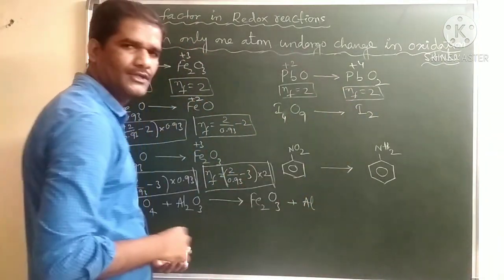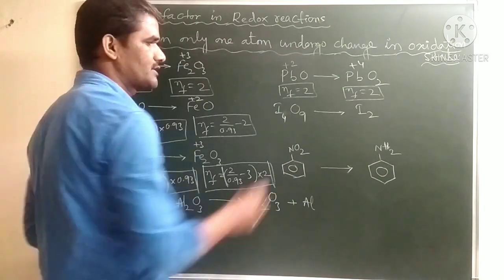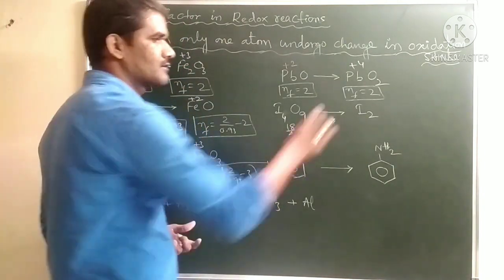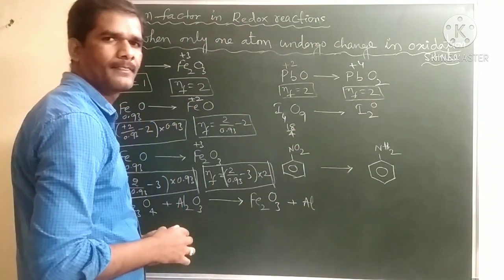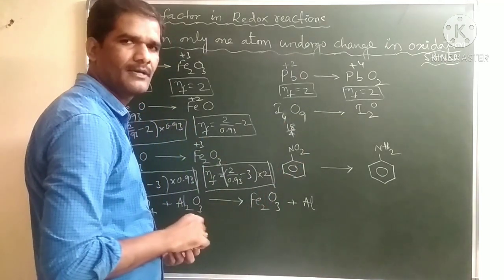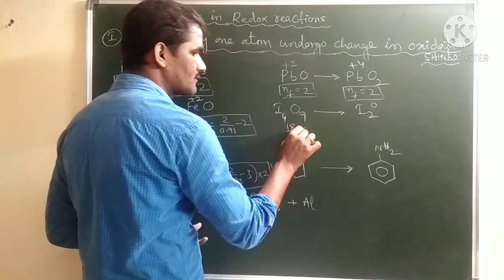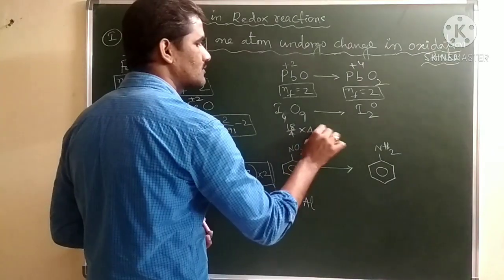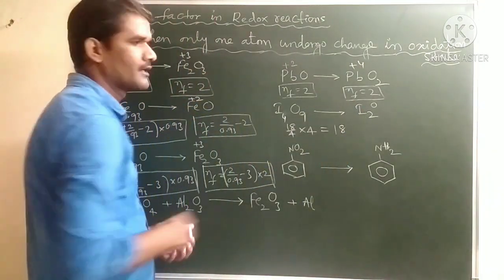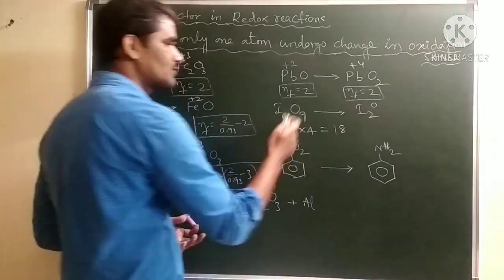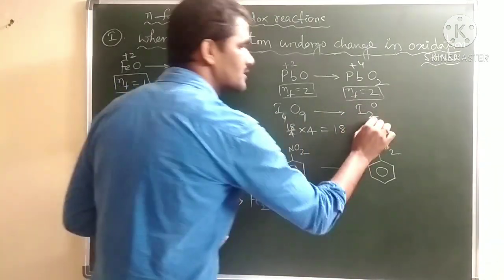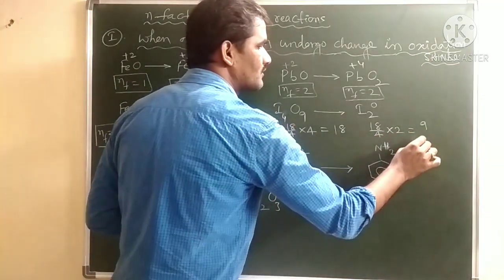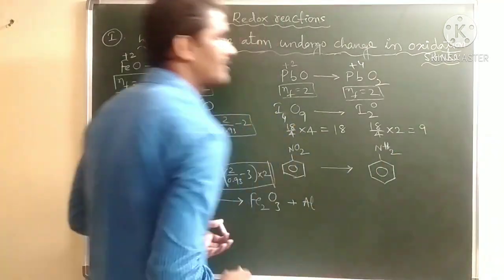Here I4O9 to I2, the iodine oxidation state is 18 by 4 and here the iodine oxidation state is 0. So the change in oxidation state is 18 by 4 but 4 iodines are there, so into 4. So the overall N factor is equal to 18. And here again 0 to 18 by 4, the same change 18 by 4, but 2 iodines are there, so that will give N factor 9.